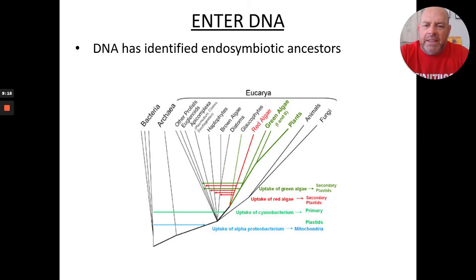Nothing too big here. Don't get bogged down in all the different types of bacteria at the top of that diagram or anything. It's just kind of interesting that DNA has identified these endosymbiotic ancestors. This is how we knew about mitochondria and chloroplasts.